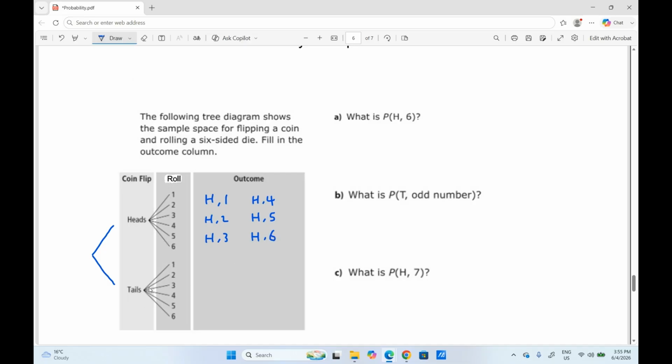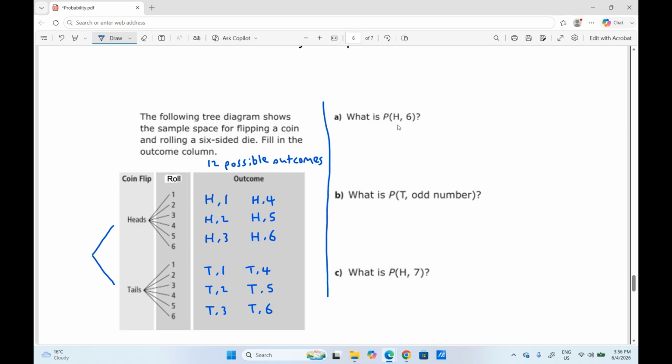Now for the other one, if I flip a coin and I get tails, now if I roll a dice, I could get one of these six options. So tails and 1, tails and 2, tails and 3, tails and 4, flip the coin, get tails, roll a 5, flip the coin, get tails, roll a 6. Okay, so there are 12 outcomes in total. Okay, so I'm going to write that down. I have 12 possible outcomes. That's what I learned from this sample space here. 12 outcomes in total. Okay, now let's answer these questions.